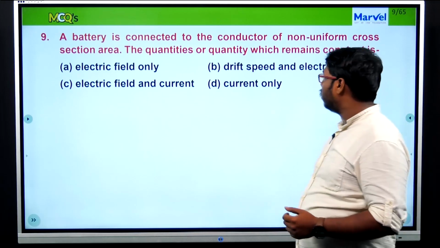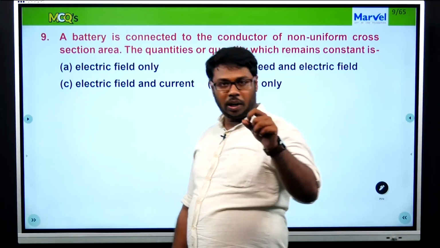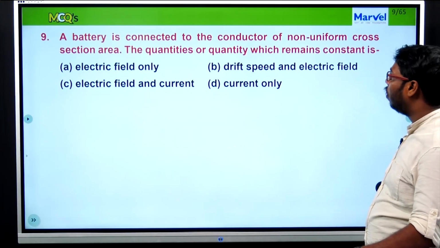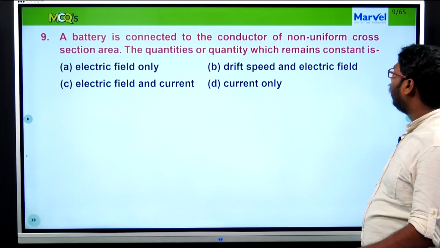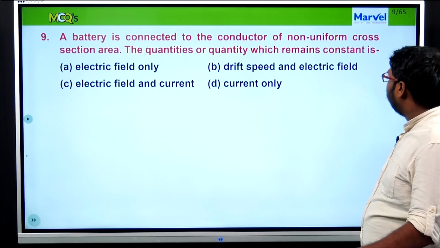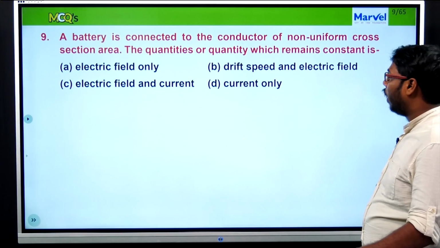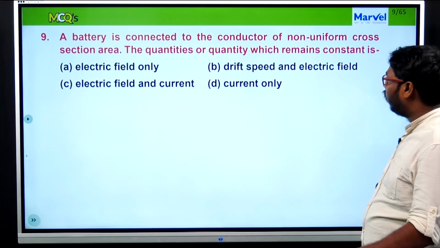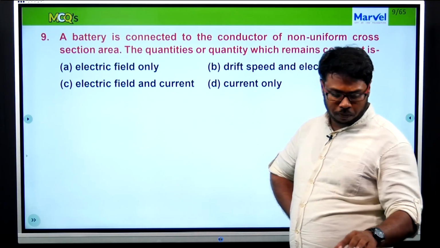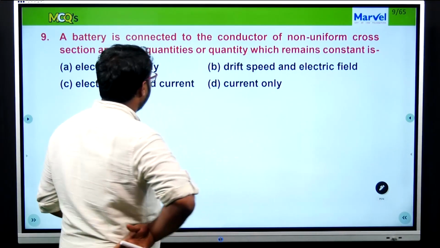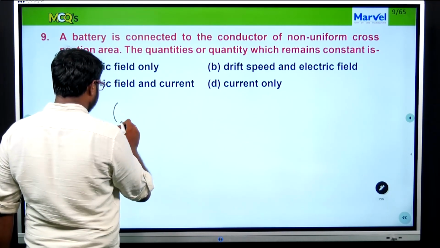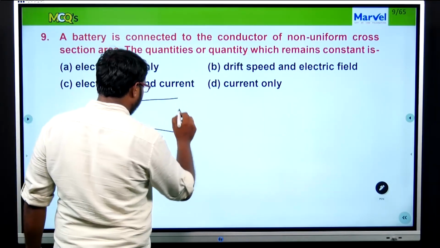You see, this is a theoretical question which is going to be tricky as well as easy. A battery is connected to a conductor of non-uniform cross-section area. The quantities, which quantity remains constant? Okay, so they are asking us to find which one is going to remain constant. So how will we do this? Listen very carefully. A battery when connected to non-uniform cross-section area, listen. Let me take something like this.